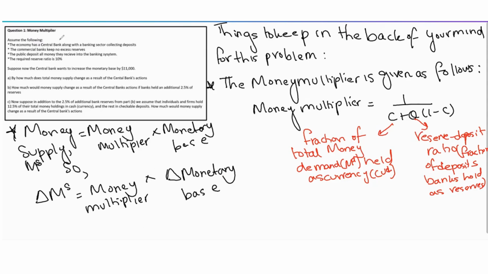Right, so these are two things to keep in mind. The formula for the money multiplier, and how the money supply is equal to the money multiplier times monetary base, where the money multiplier tells us how many dollars of money supply are created for each dollar of monetary base. So the change in money supply is the money multiplier times the change in monetary base. Now let's proceed with the question.